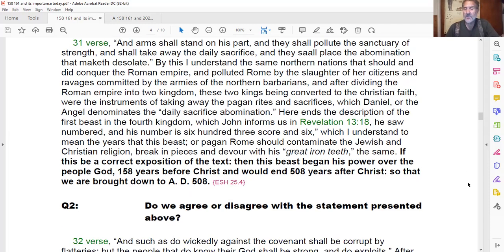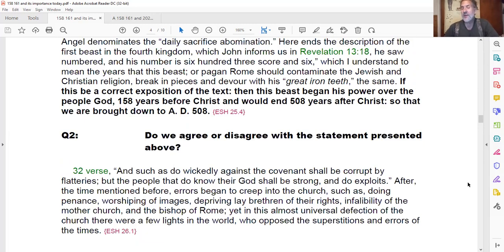So my second question here is, would we agree or disagree with this statement presented in the bold above? Is this a correct exposition of the text? And is it applying to Millerite time, or is it applying to our time, or is it applying to both, or neither? That's a good question. I would think that you can't take Revelation 13 and apply it to Rome.